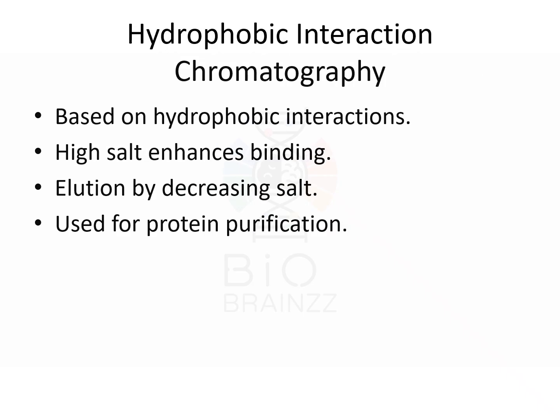Hydrophobic interaction chromatography. This chromatography is based on hydrophobic interactions between molecules and stationary phase. In high salt concentrations, hydrophobic interactions become stronger, so molecules bind more tightly. Elution is done by decreasing salt concentration, which reduces hydrophobic interactions. This method is useful for protein purification, especially for separating proteins based on their surface properties.